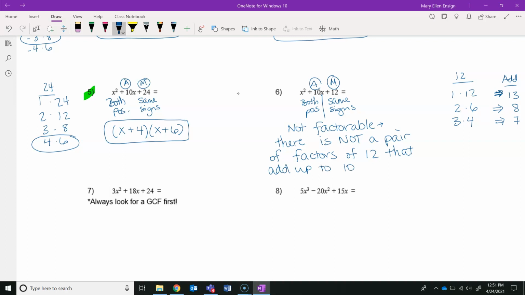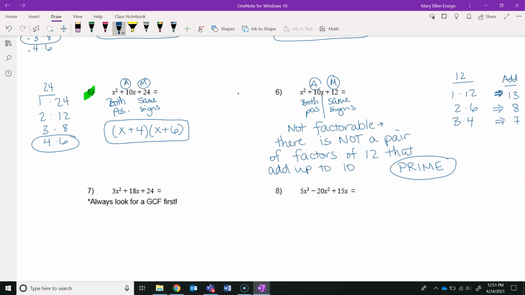Okay, it doesn't exist. We call this prime. So think about a prime number, like the number 3. The only way to make 3 is 1 times 3. There's no other pair of factors. And same idea here. The only way to factor this would be 1 times itself, right? You can't break it up at all.